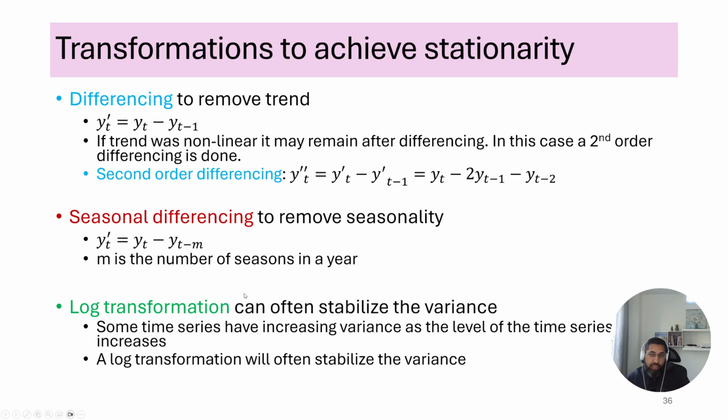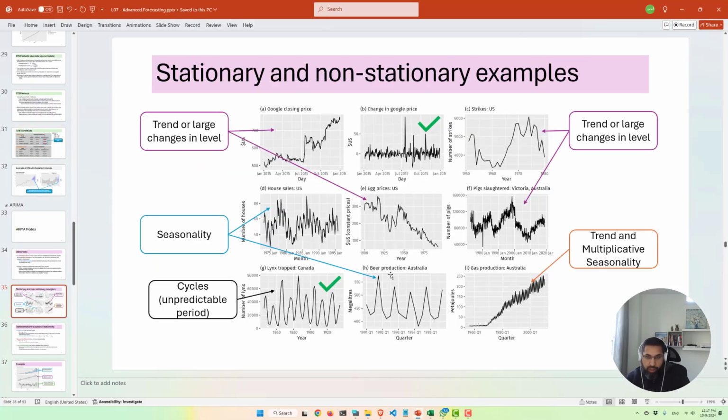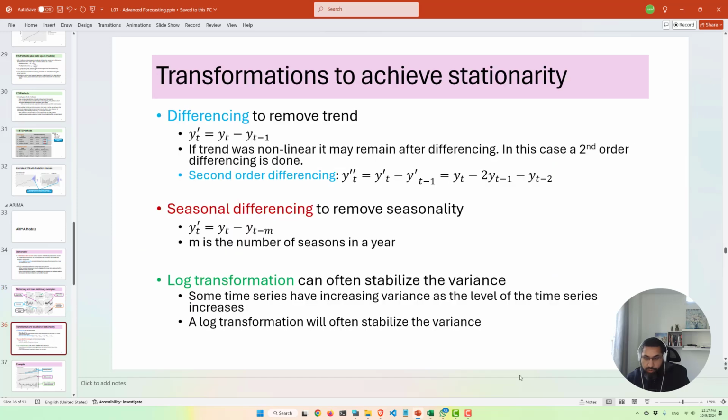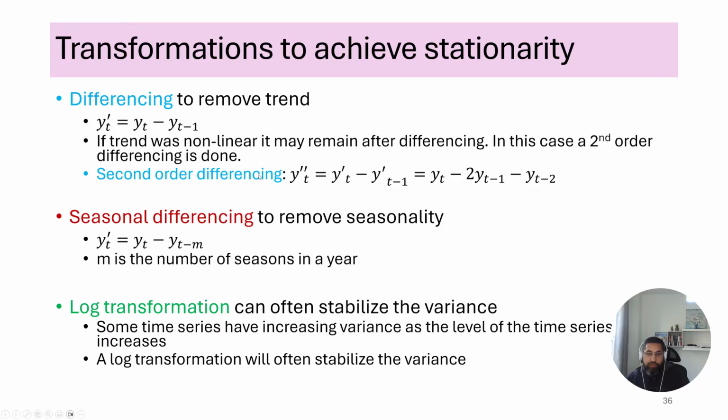Log transformation can often stabilize the variance if you have a time series that's growing and its variation is also growing, like the one I showed you here, gas production in Australia. Then you can take a log transformation, and that will often fix that problem. Now, usually software will handle this automatically. It will transform it so that it's stationary, so you don't have to worry about it. But sometimes it may give you options, or the output might say we used these transformations. So it's useful to know the basic transformations: differencing, seasonal differencing, and log transformation.